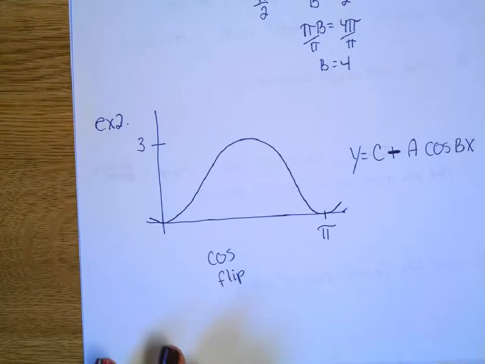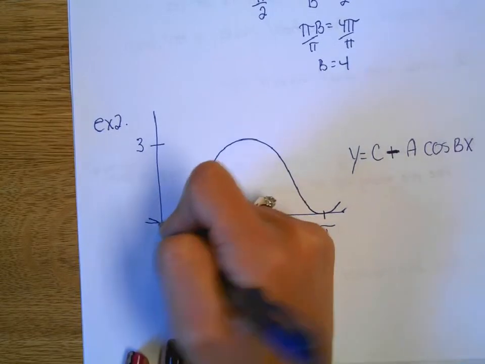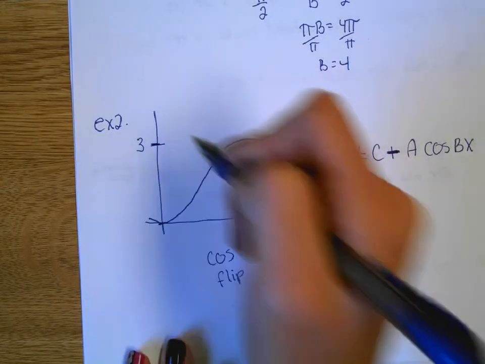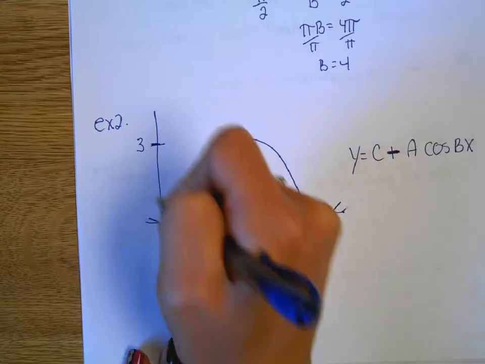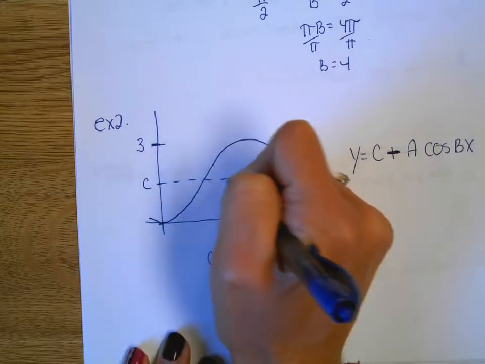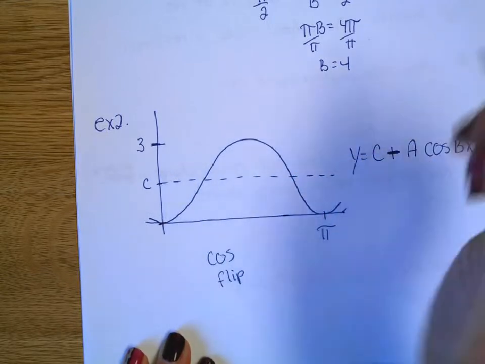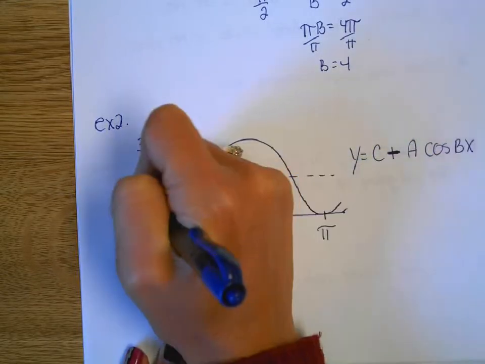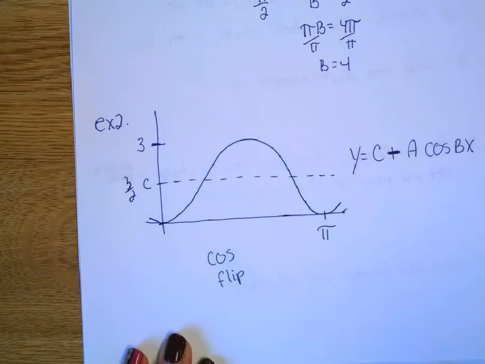All right, you always want to find the axis first. And the axis is halfway between the min and the max. Always. Where's my min at? 0. Here's my min down here at 0. My max is at 3. So what's the middle? 1.5. There's my C. So the C is 3/2 or 1.5 if you want.